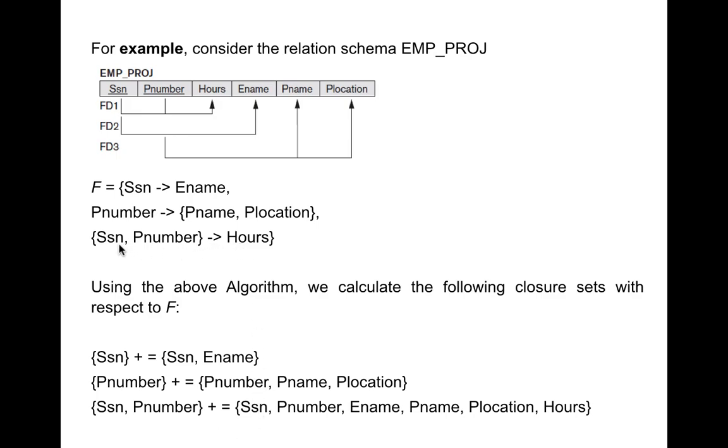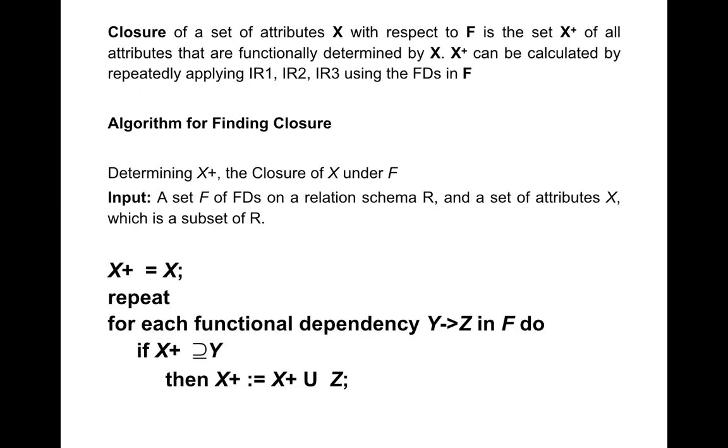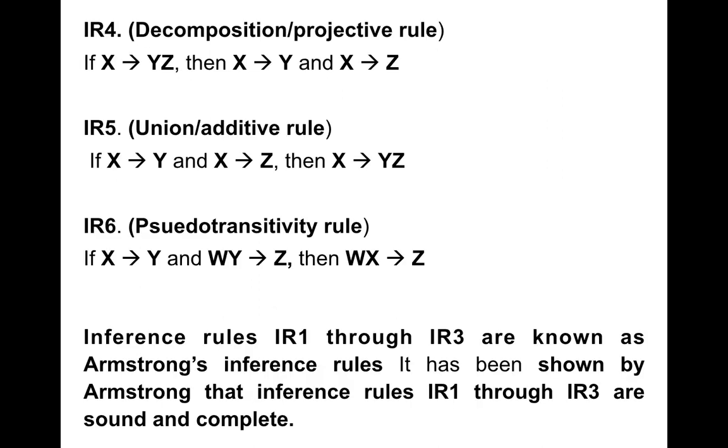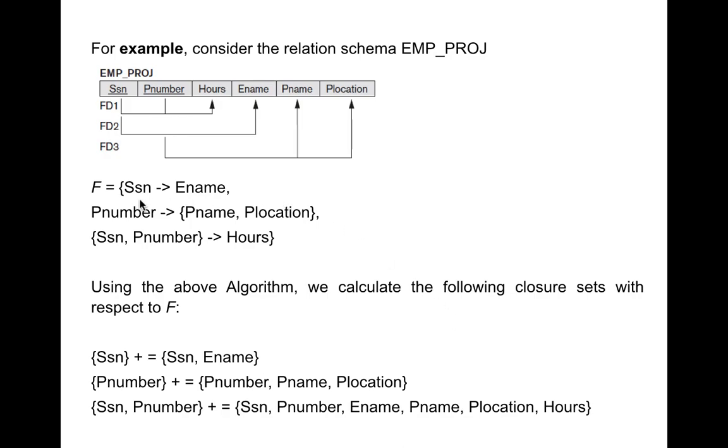Say we are trying to find SSN, P number closure. So in SSN, P number closure, SSN and P number would be there. Since we have assigned X plus equal to X, SSN P number would already be there in the closure. Now what we need to do is, for each functional dependency, Y gives Z, which means consider this SSN gives ename to be equivalent to Y gives Z.